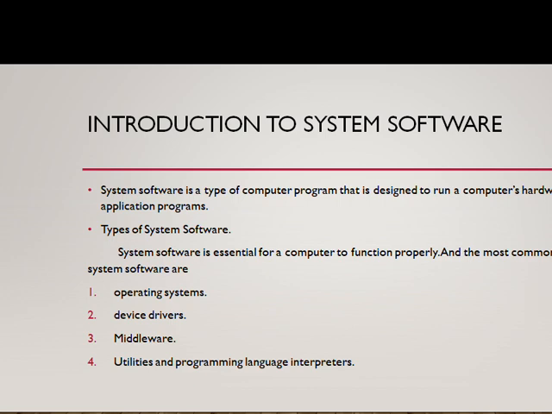So, there are some common types of system software which are used most of the time. That is operating systems, device drivers, middlewares and utilities, also the program language interpreters. Operating system will help as a bridge between the computer hardware and also the software part, and most of the others also make the way like this to the system software.